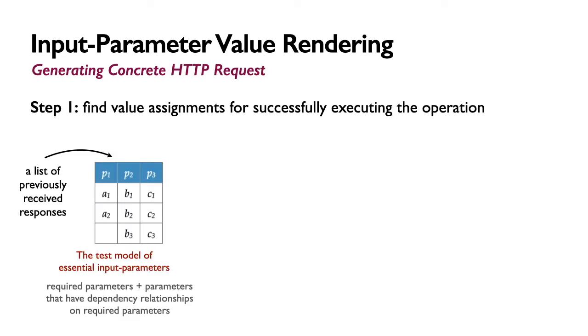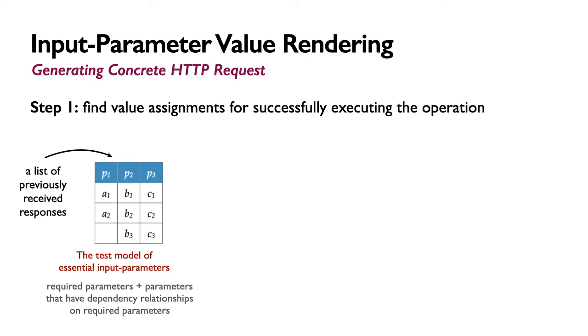Okay, now we have parameters, value domains, and constraints for each operation, and the concrete HTTP request can then be generated. REST-AT uses an adaptive strategy, and the aim is to ensure the successful execution of the operation first, and then exercise as many service behaviors as possible.